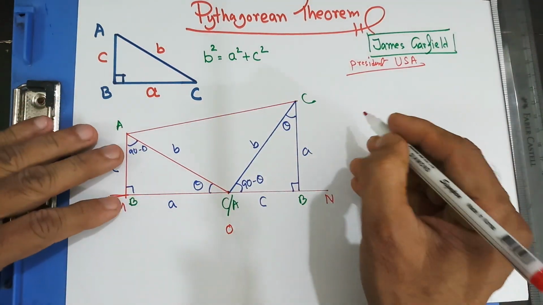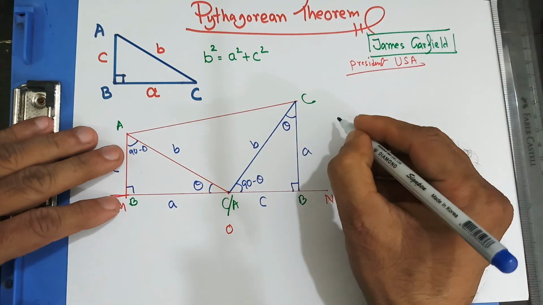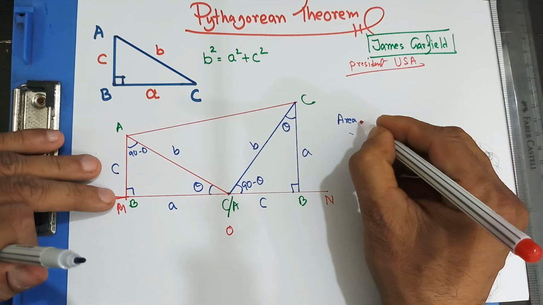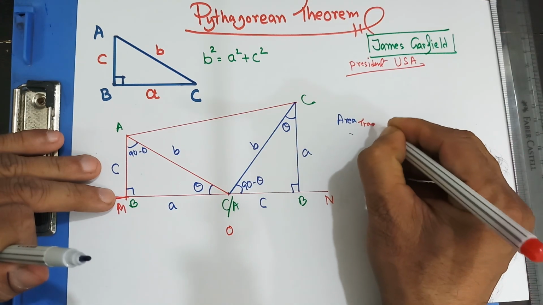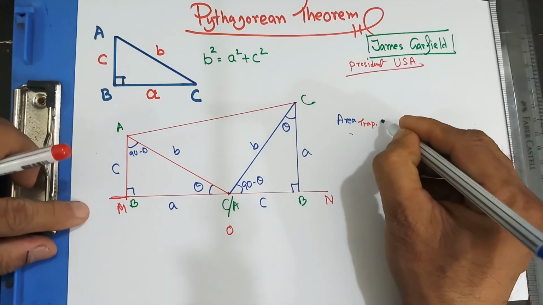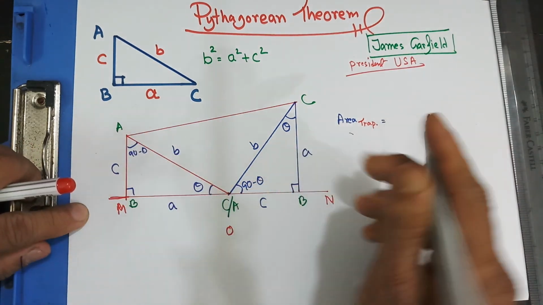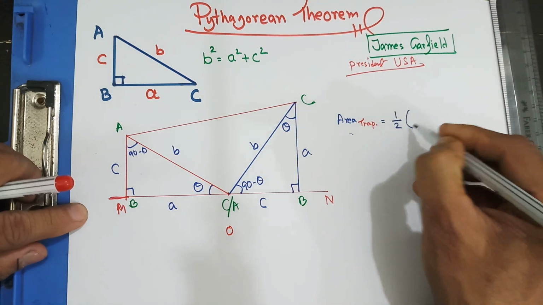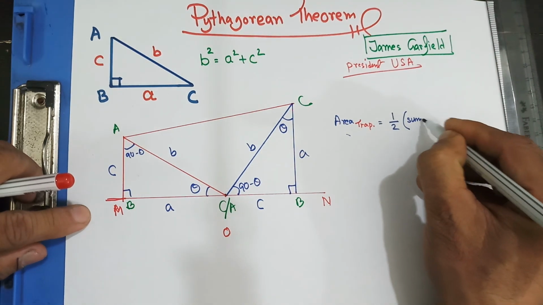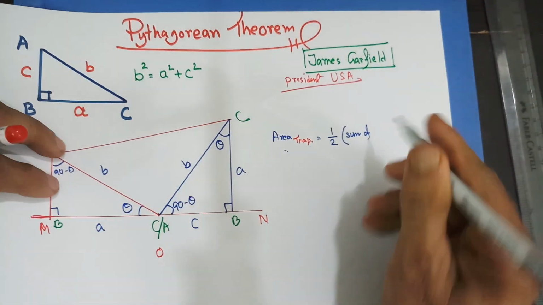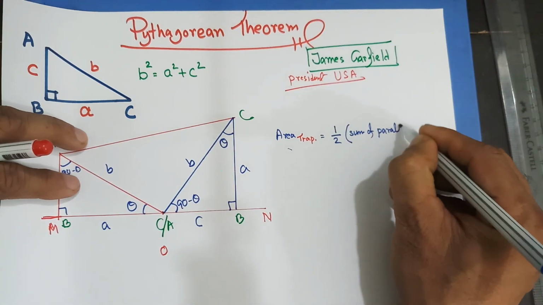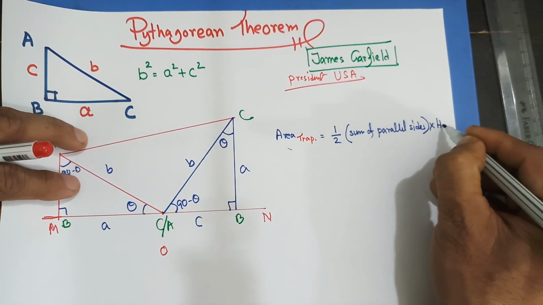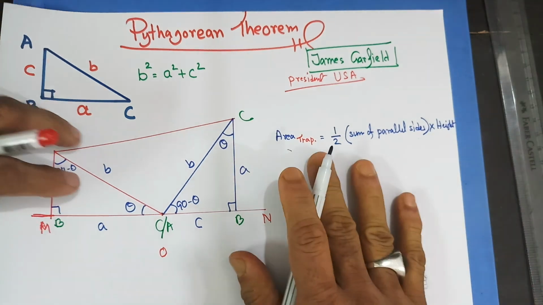Okay, now this trapezium, let me put it this way, area of the trapezium equal to... okay, this area of the trapezium, we know that area of the trapezium is half into sum of parallel sides into height. Okay, we know this.